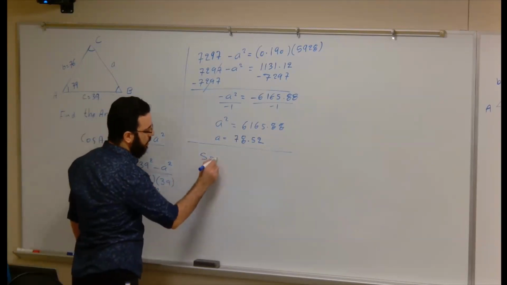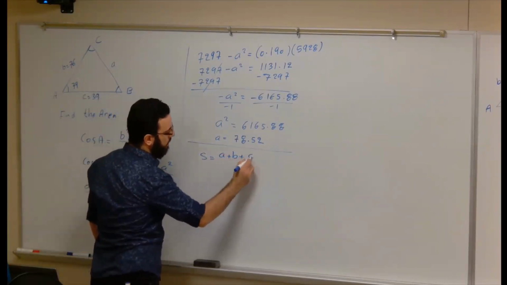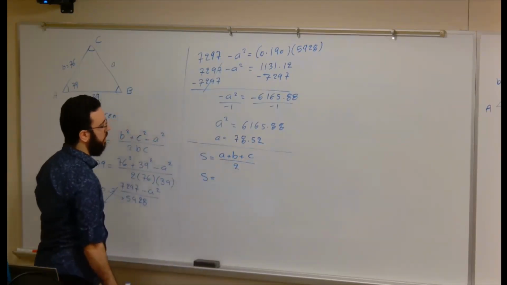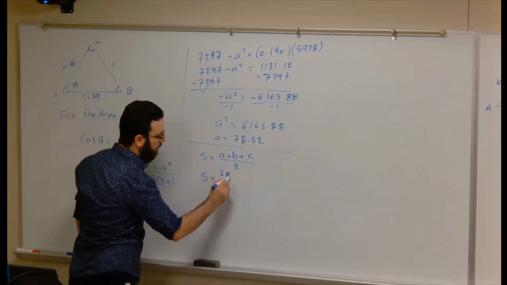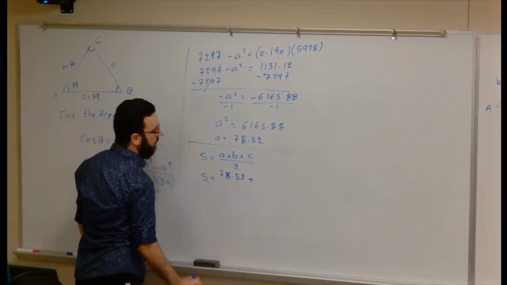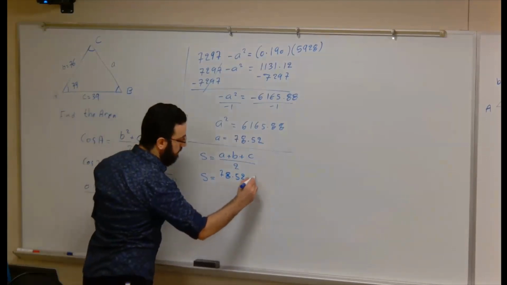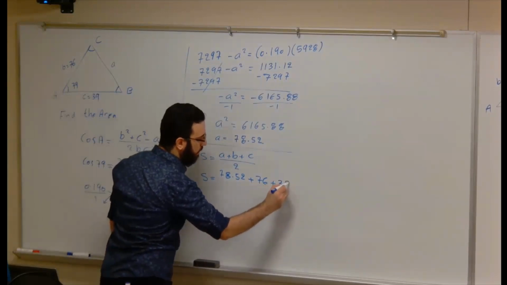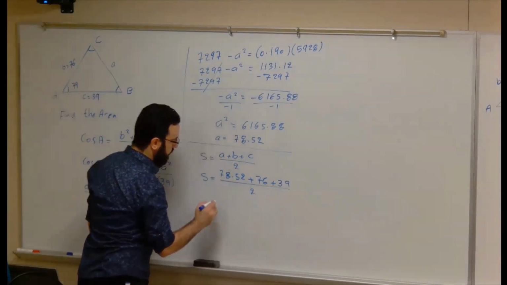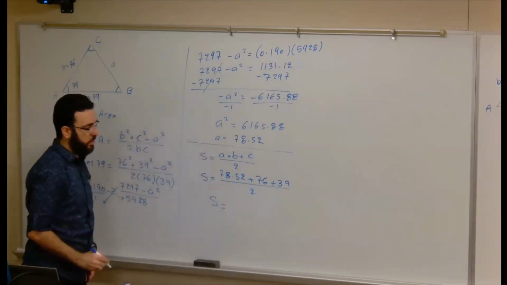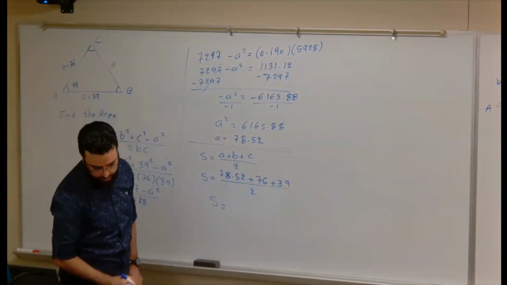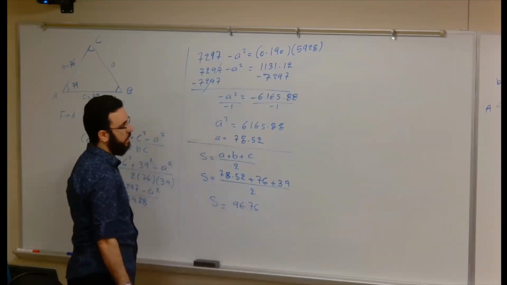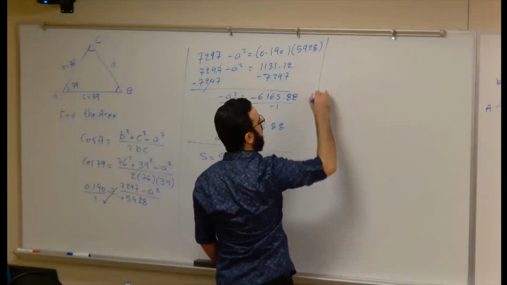Find S, which is equal A plus B plus C divided by 2. S is going to be equal A, which is 78.52, plus B is 76, plus C is 39, divided by 2. That means S is going to be equal, I got 96.76. So now we're going to use the formula to find the area.